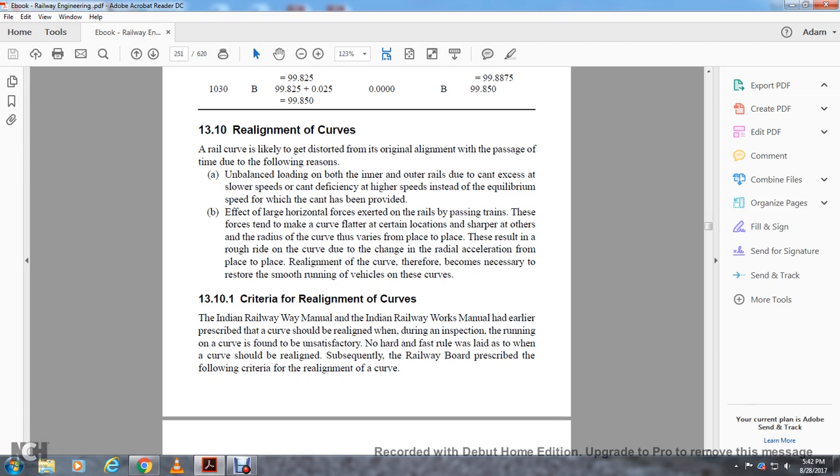3.10.11. The criteria for the realignment of the curve. The Indian Railways Works Manual had earlier prescribed that the curve should be realigned when, during inspection running over the curve, it was found to be unsatisfactory. No hard and fast rules were laid down on when the curve should be realigned.